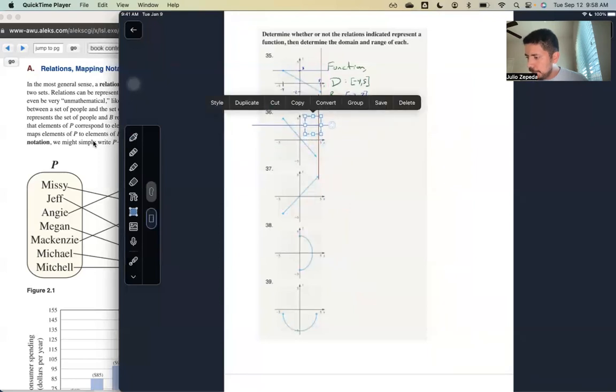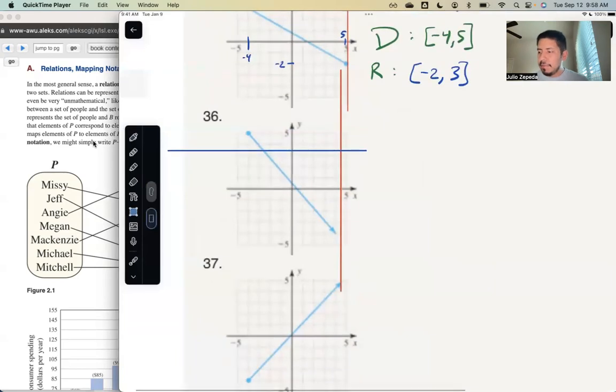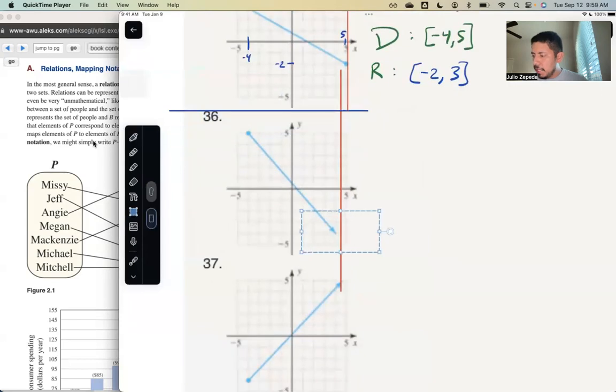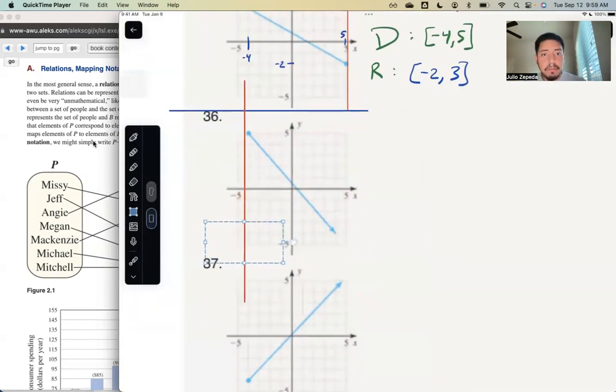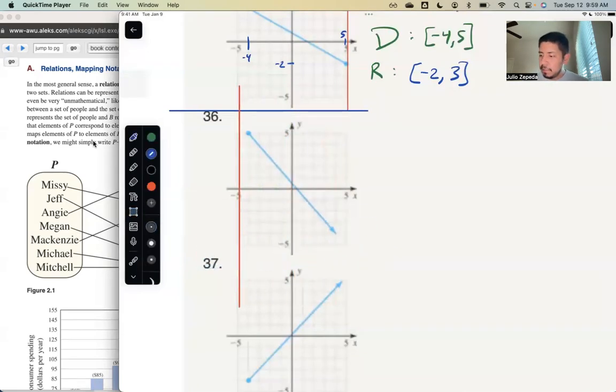Okay. So let's first start with the vertical line test. Is this a function? Well, we run a vertical line across the graph and just check. If it crosses more than once, then it's not a function. Here, it never crosses more than once, so this is a function. So we will say function. And then we'll find the domain and range.